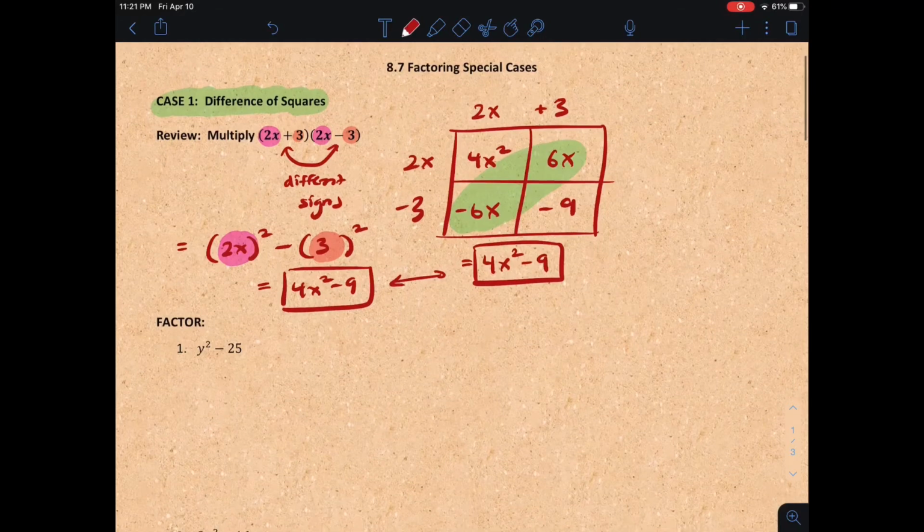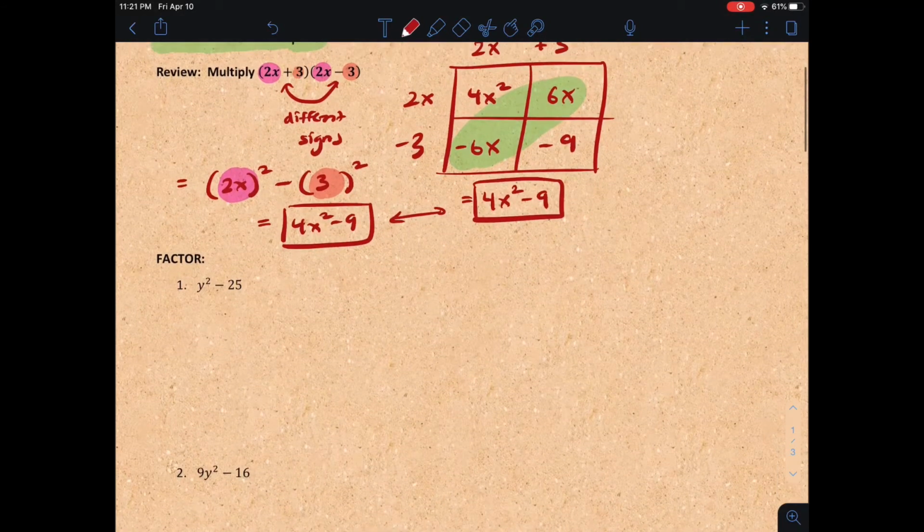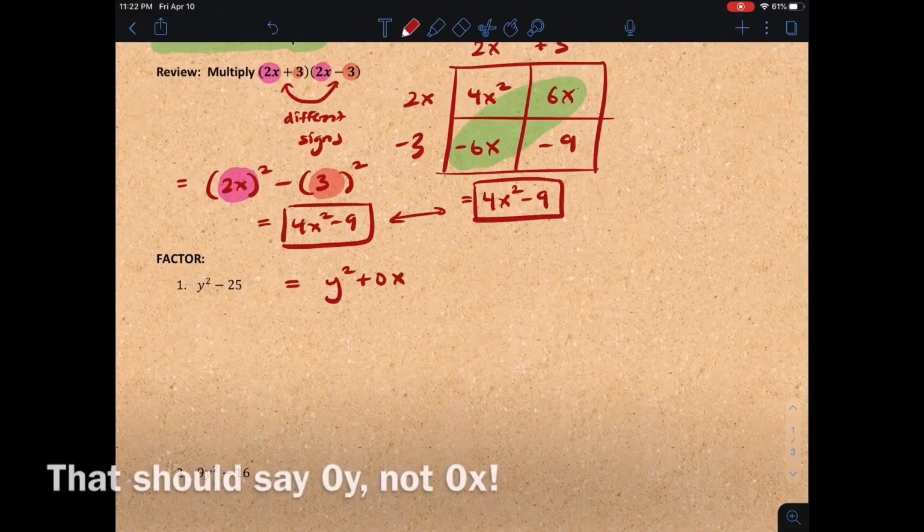So let's go right into our first example. I'm going to show you how to do this in two different ways. The first way of factoring is using the Xbox method. Now before I use the Xbox method, I'm just going to rewrite this as y squared plus 0x minus 25, just to have that three-term structure, right, a trinomial.